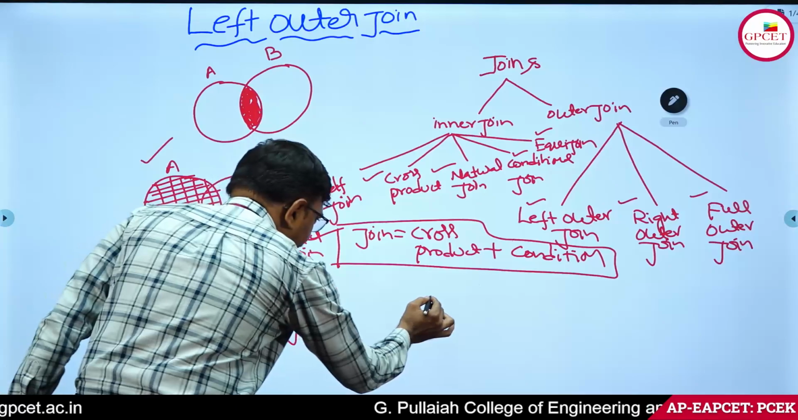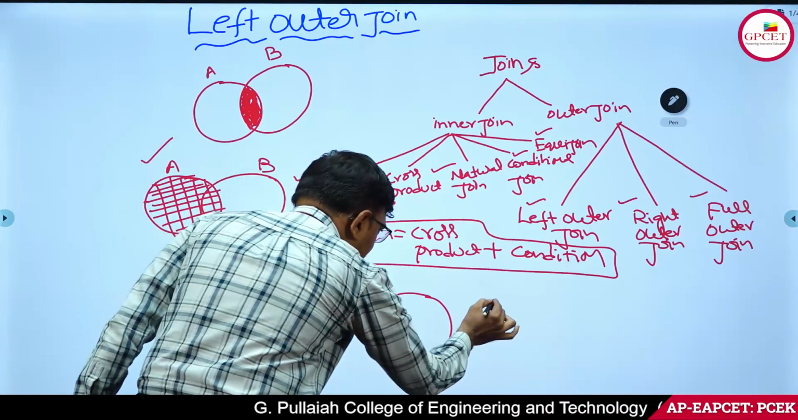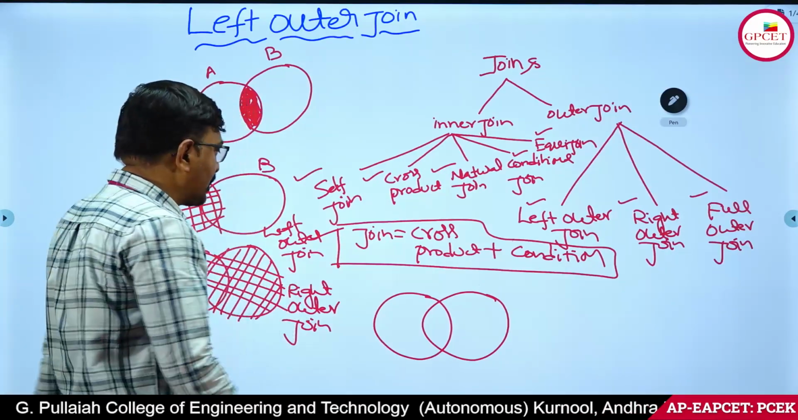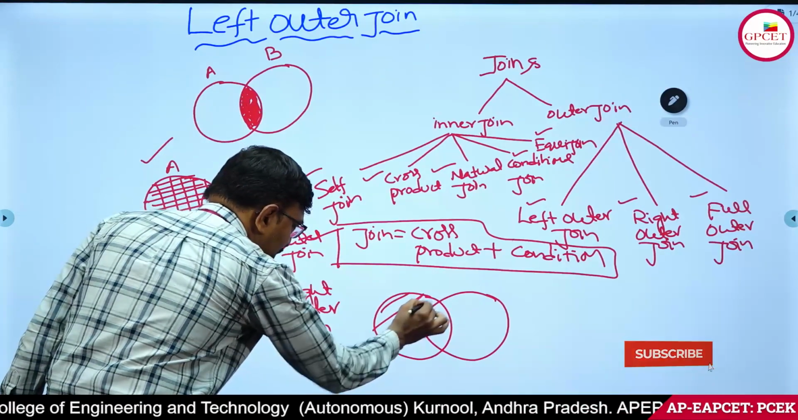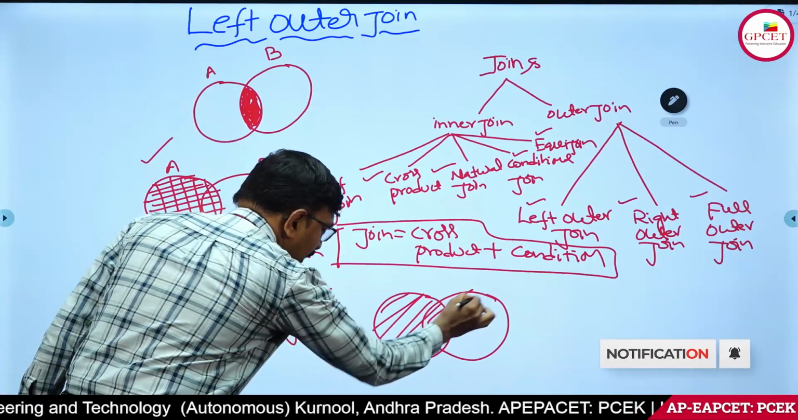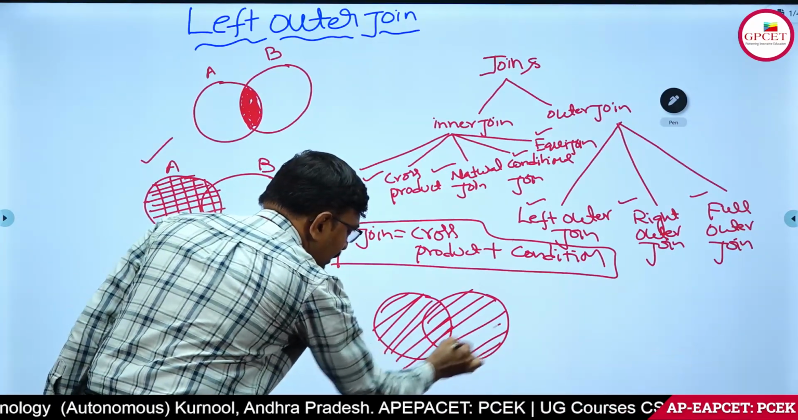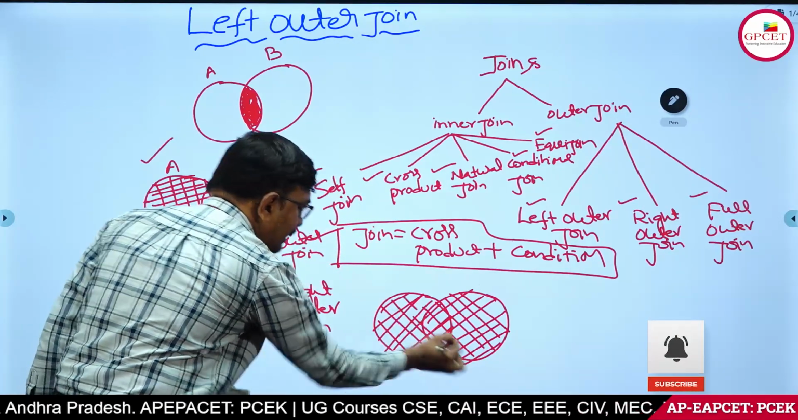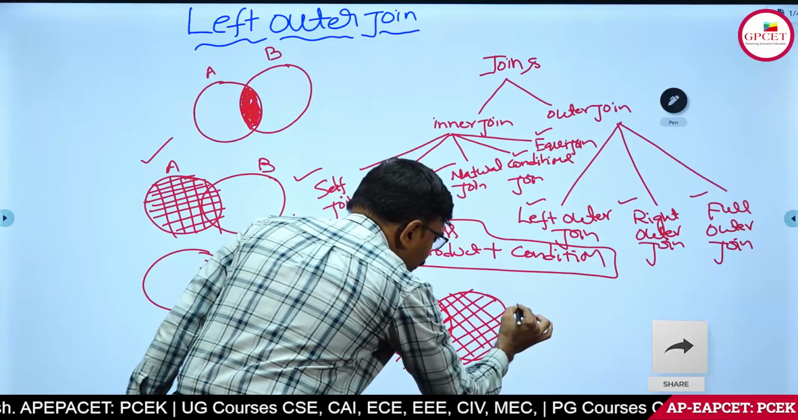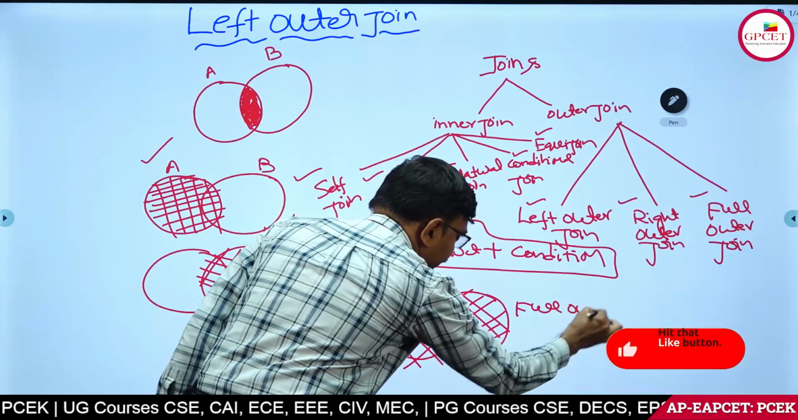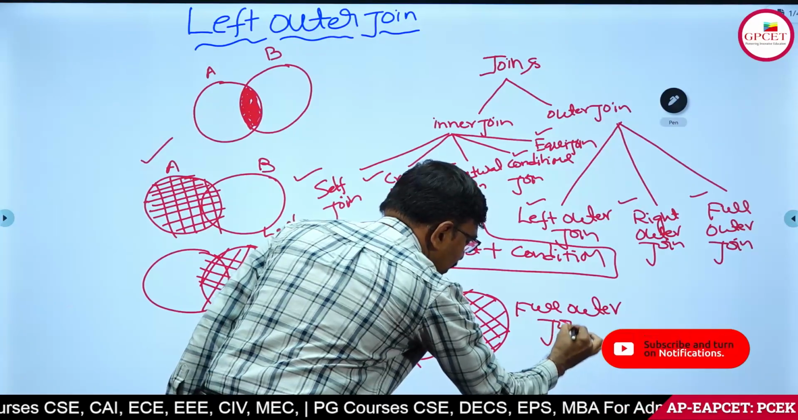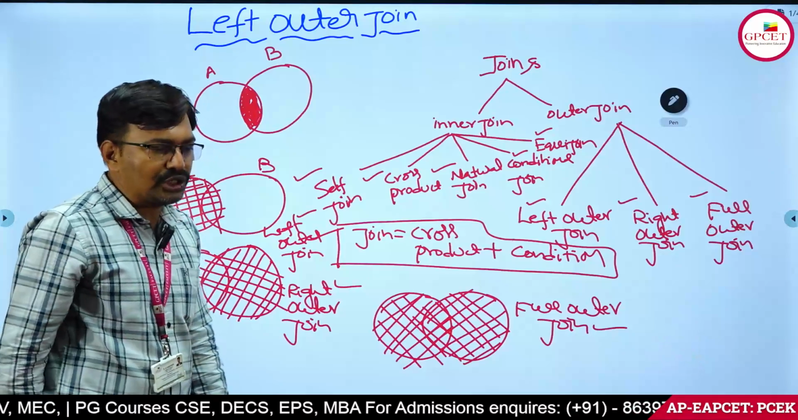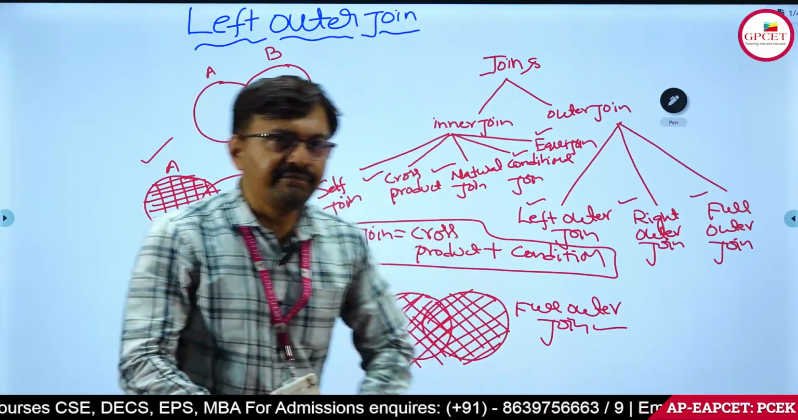Whereas in the full outer join, the combination of left outer join and right outer join is nothing but full outer join. That is the diagrammatical representation like that only. The combination of left outer join and right outer join is nothing but full outer join. That is left outer join, right outer join, and full outer join. Observe the example. We will see one by one.